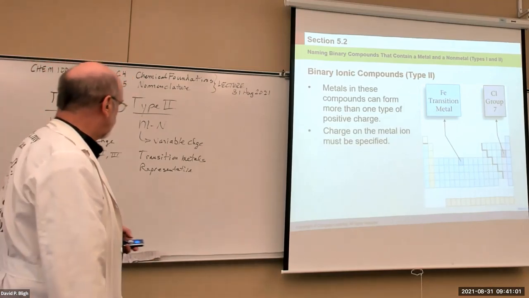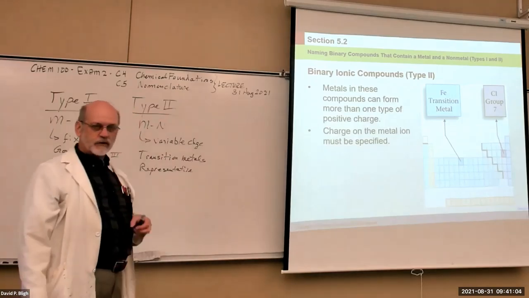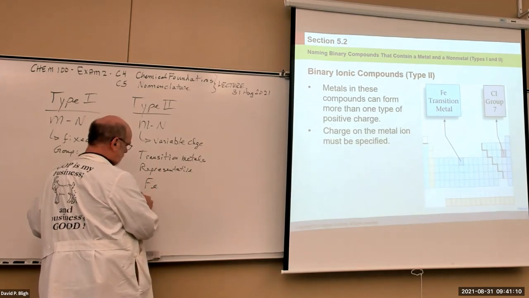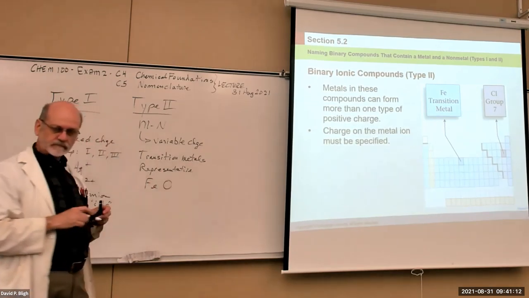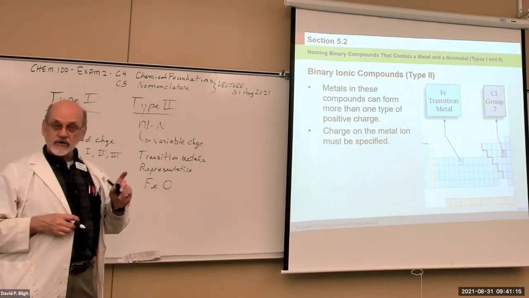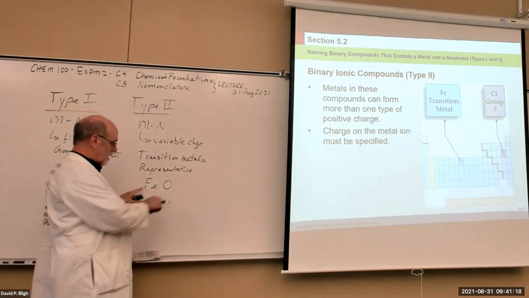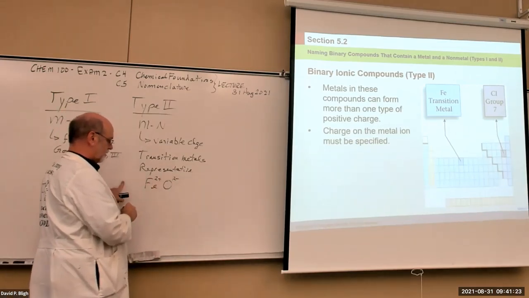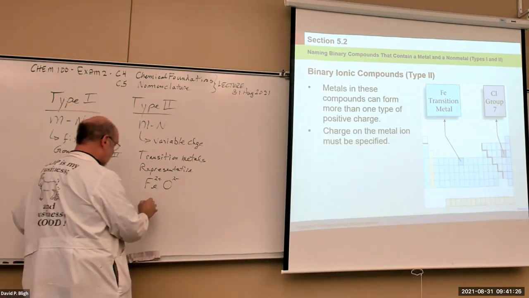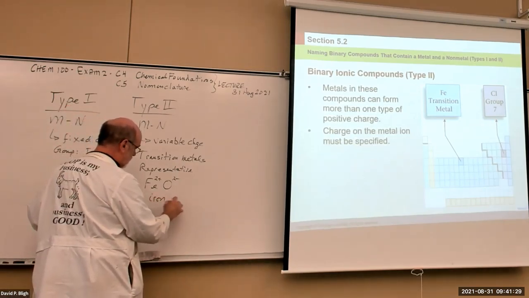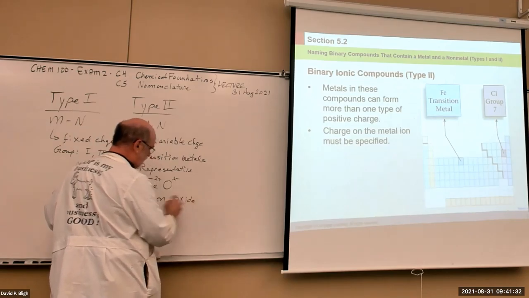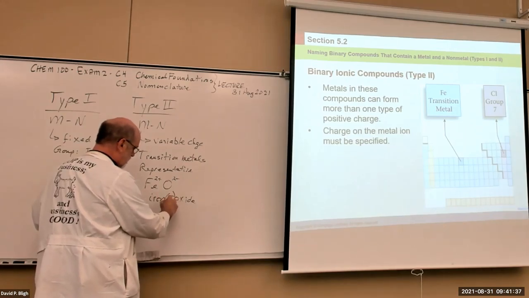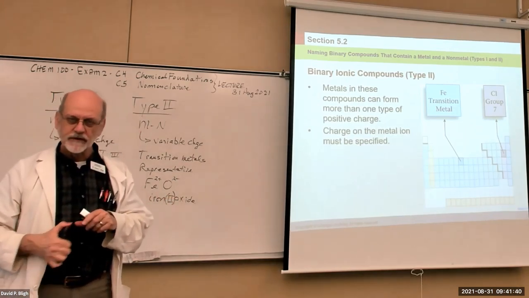So what do you do? Well, when you name the compound, if you are given the formula, like this one, you calculate the charge on the metal. Oxygen, we know, is always 2-. So that means this iron has to be 2+. So then how do you name it? Well, similarly to type 1, you say iron oxide. But now you have to say what the charge is. So the charge on iron is Roman numeral 2 for 2+.